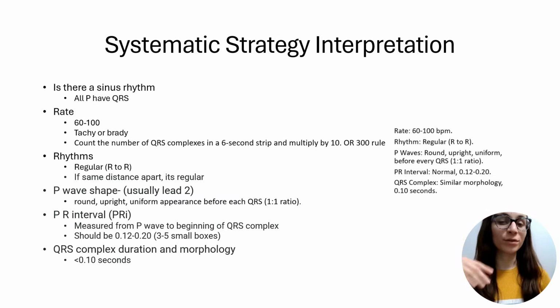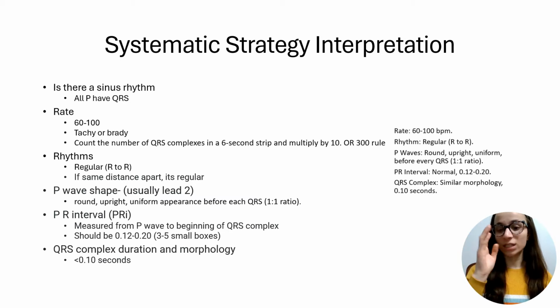So for example, if you had 4 large squares between the R waves, then the heart rate would be 300 divided by 4, which is 75. So those are just different ways to calculate the heart rate. So number one you're going to look at is the heart rate. Number two you're going to look at is the rhythm. And in order to see the rhythm, you're going to look at the distance from R to R.